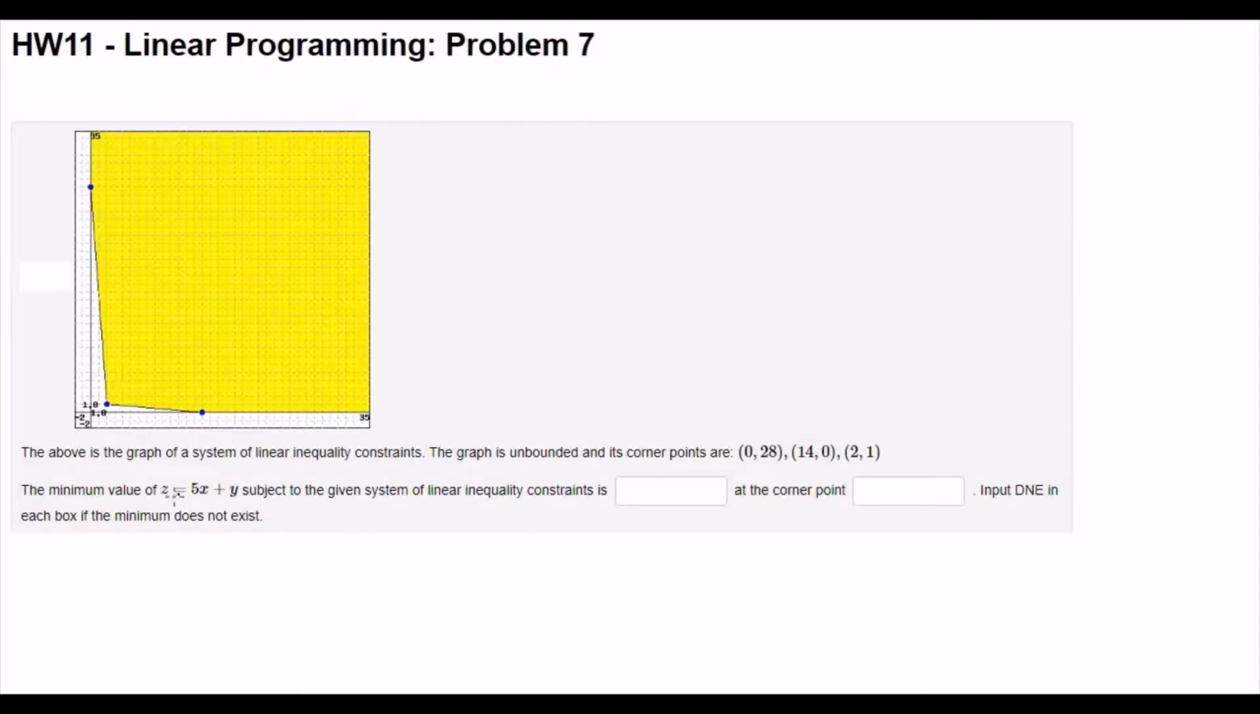Problem number 7. The above is the graph of a system of linear inequality constraints. The graph is unbounded and its corner points are (0, 28), (14, 0), and (2, 1). So what's the minimum value of the objective function? Again, we were given the objective function z, which is 5x plus y, and we were given the corners. We have (0, 28) as one of the vertices, (14, 0), and (2, 1).